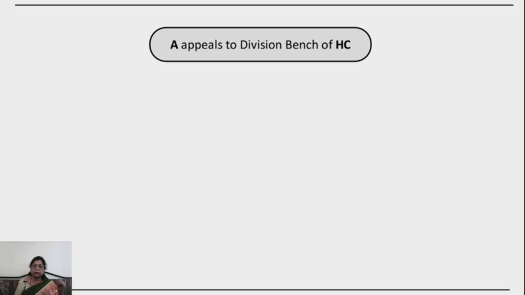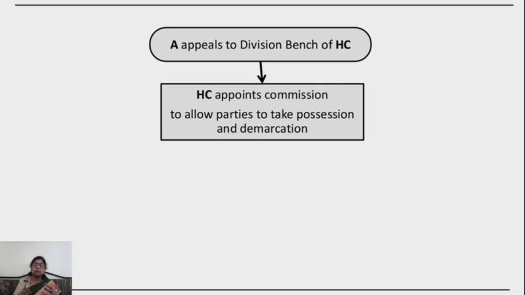Of course, it is a liquidator's court. Then it was appealed to the division bench of the High Court. See, there were several matters pending between these two parties. There were other cases also pending. Looking into all that, the High Court appointed another commission, and the High Court asked the commission to go to that place once again for local investigation, and to allow both the parties to take possession, because both are owners. A has purchased the property, B is there in the property, he is the owner of the property. So let them both take possession, but the demarcation has to be done.